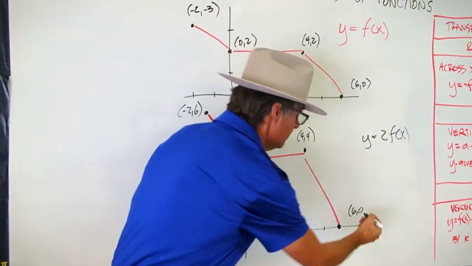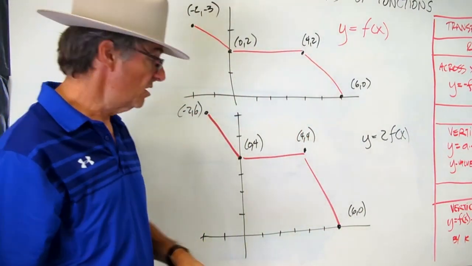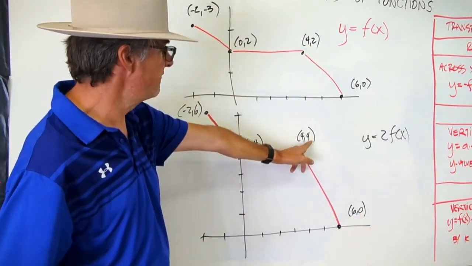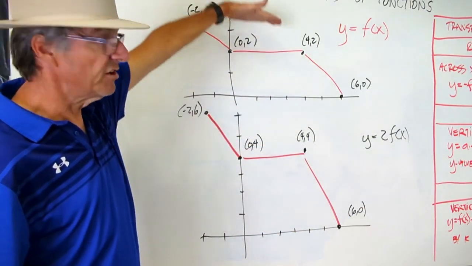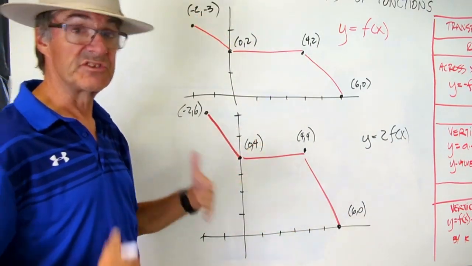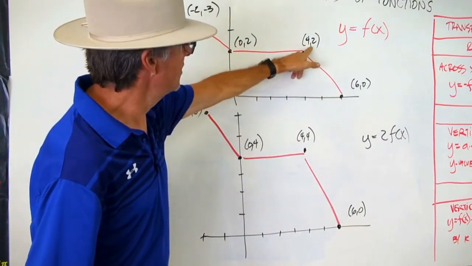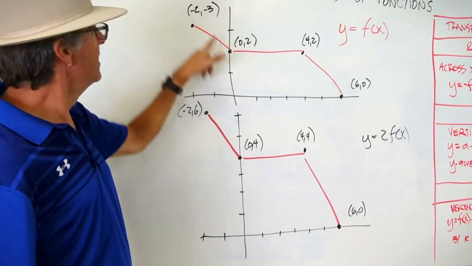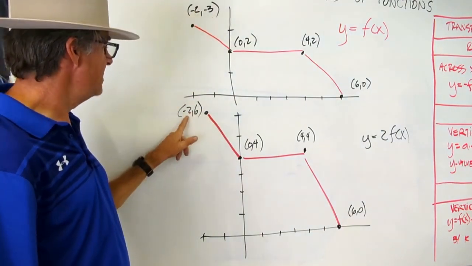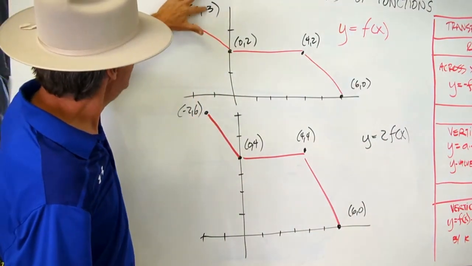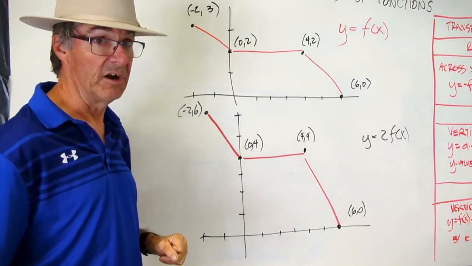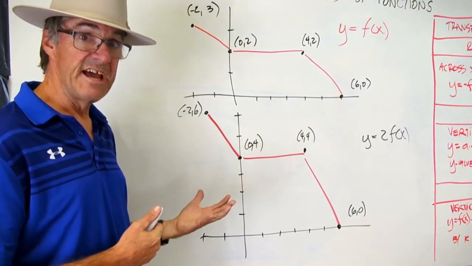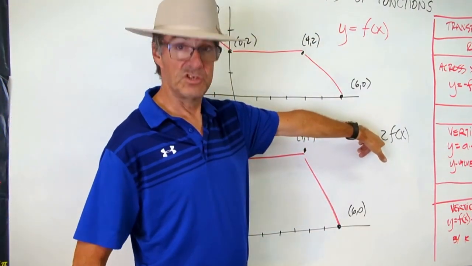So 6, 0 doesn't change. 0 times 2 is still 0. But my 2 on my 4, 2 became 4. So I'm dilating it vertically by a factor of 2. It's another way to say that. So the point 4, 2 became 4, 4. The point 0, 2 became 0, 4. And the point negative 2, negative 3 became negative 2, 6. That's positive 3. I hope you caught that before. So check it out. That is a vertical dilation with a scale factor of 2.